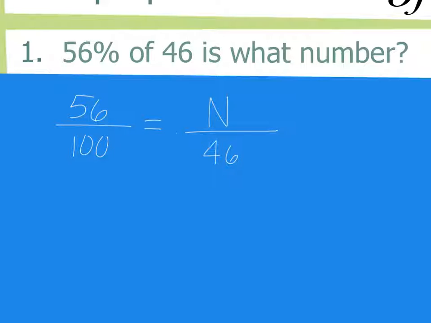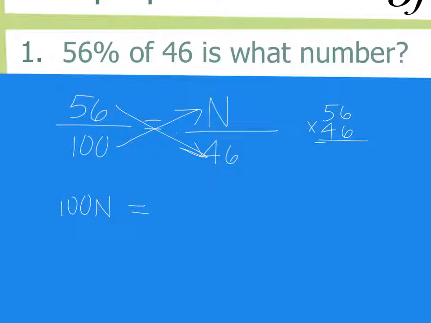Now, hopefully you remember from last year that when you are solving a proportion, you cross multiply and divide. So your equation would then move like this. 100 times n is equal to 56 times 46. And you would actually do the work. 6 times 6 is 36, carry the 3. 33, add a 0. 24, bring up the 2. 20 and 2 is 22. 6, 7, 5, 2.